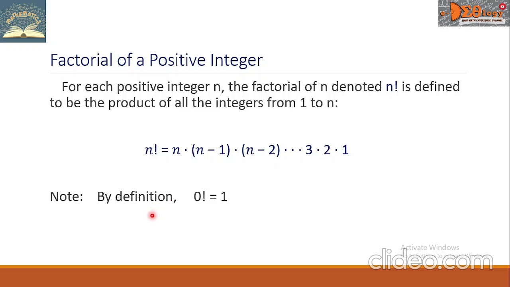Take note here that by definition, 0 factorial equals 1. Note here that we are multiplying numbers. So, for 0 factorial, we will write the identity element of multiplication, which is 1.